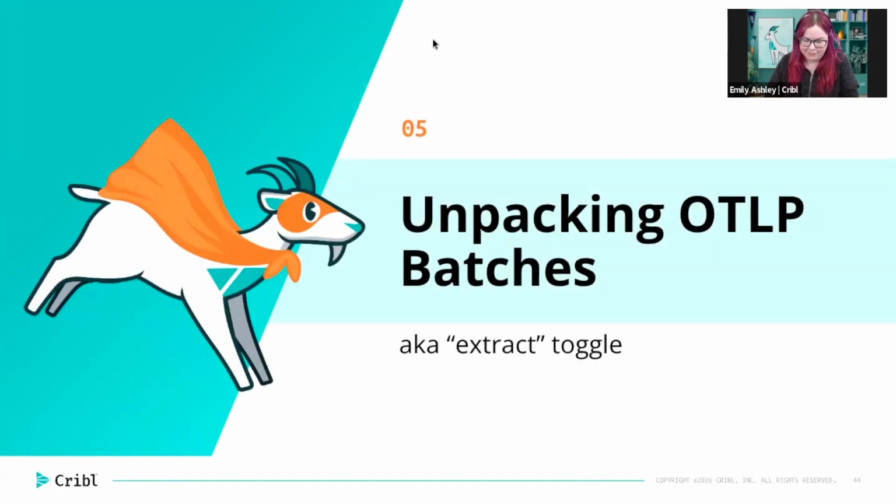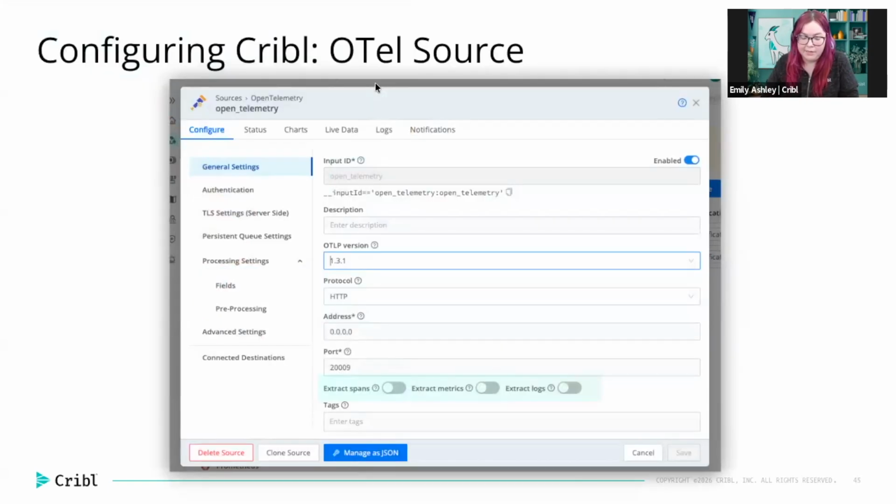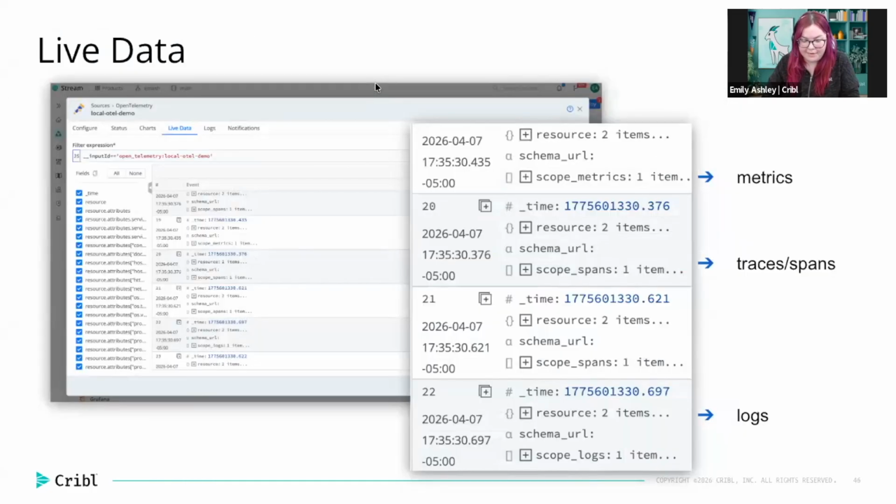Unpacking OTLP batches, aka the extract toggle. Now let's really talk about the extract toggles in the OTel source. I've committed and deployed this with the extract disabled, and I've got my collector sending data into Cribl. With your live data, one export request might contain several groups of resource attributes, scope, and an array of logs or spans or metric data points.